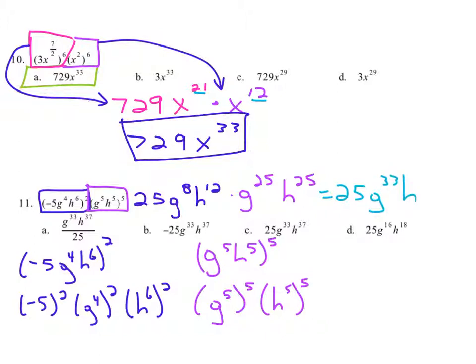And then h to the what? We've got h to the 12th here times h to the 25th here. Again, we're multiplying those two, so we add the exponents, and 25 plus 12 is 37. So we get h to the 37th. And if we look through here, we will find that indeed we have that answer written right here for choice C. So choice C is the answer.